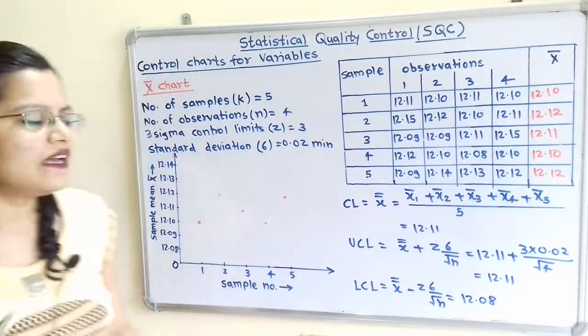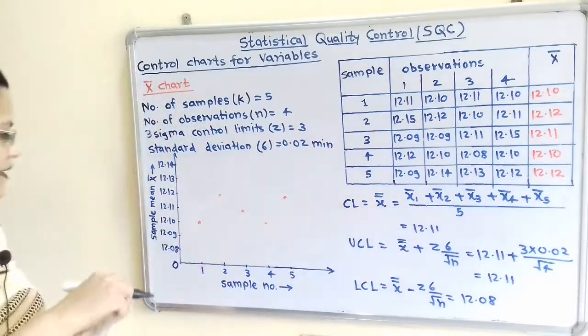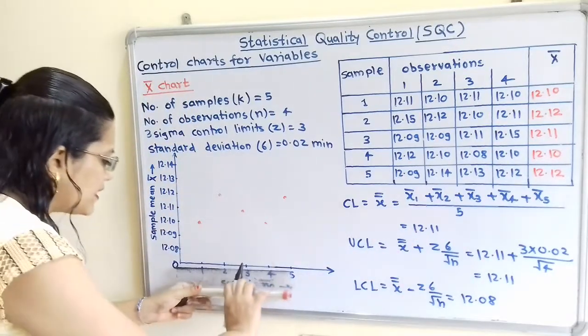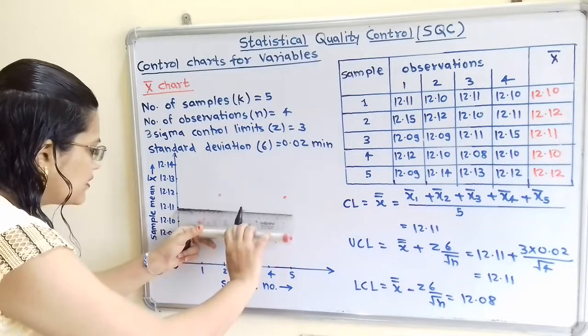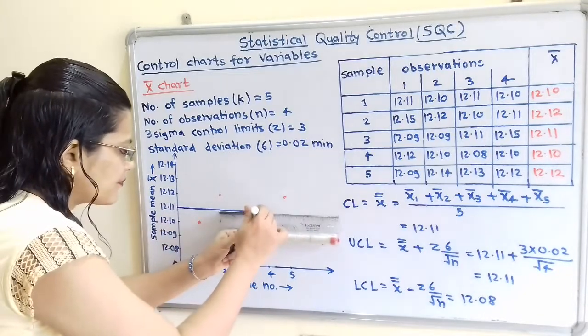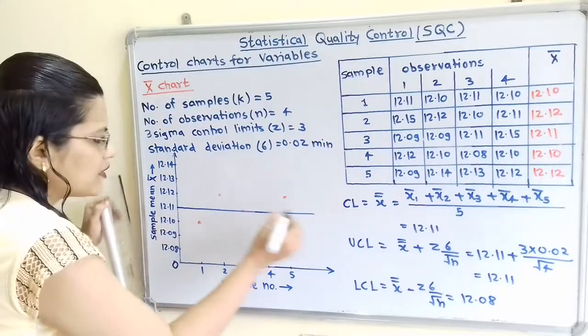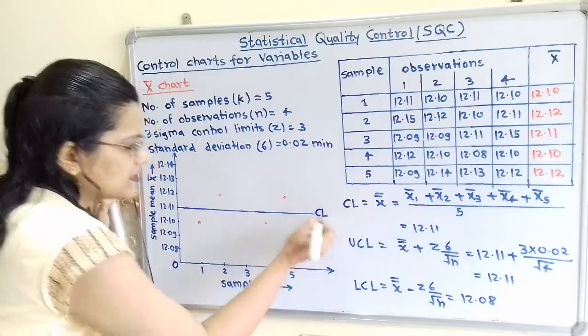So we will draw here one center line at the point 12.11. So here is the 12.11. So we will consider here one horizontal line, and this point lies on this 12.11 and this is known as CL.